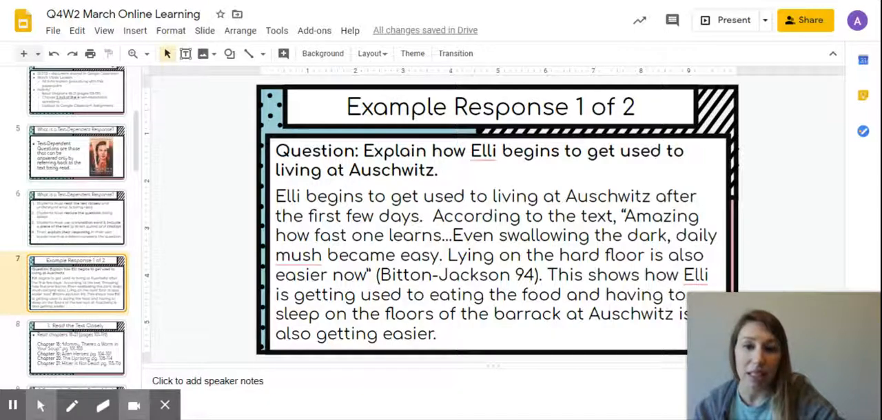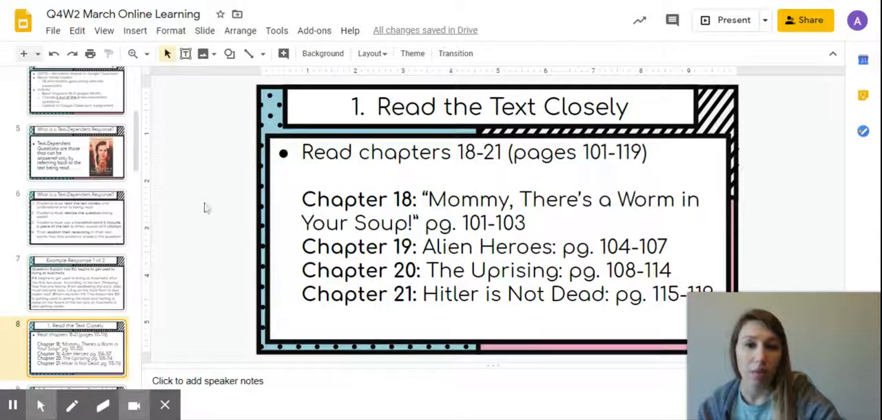This shows how Ellie is getting used to eating the food and having to sleep on the floors of the barrack at Auschwitz, and also getting easier. Okay? Lastly, if you notice, I did use an ellipsis, the 3 dots, there, just because I skipped a part in the evidence. So if you end up doing that, don't forget to include your ellipsis. Here is a list of the chapters and the individual page numbers. If you want to try and break up your reading, that's perfectly fine.